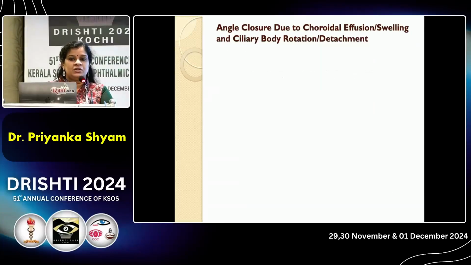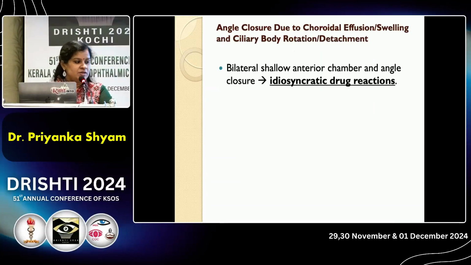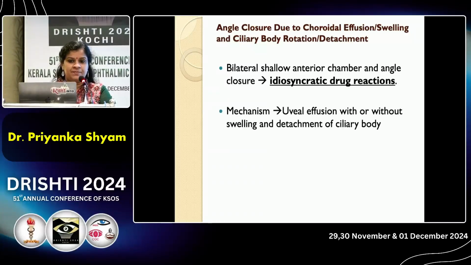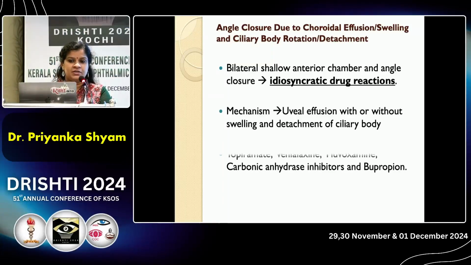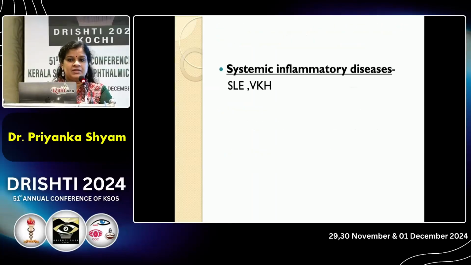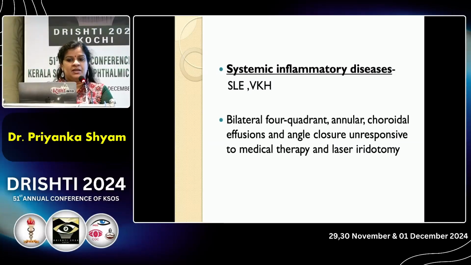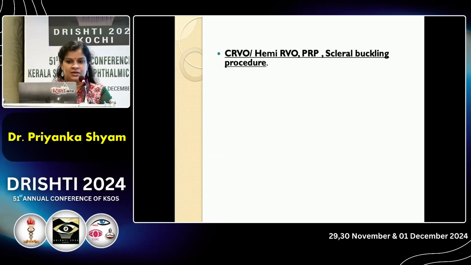Now, angle closure due to choroidal effusion. Idiosyncratic drug reactions can cause bilaterally shallow anterior chamber and angle closure. The mechanism is by uveal effusion with or without ciliary body swelling. These are the drugs which cause bilateral shallow anterior chamber. Now, coming to the systemic inflammatory diseases, it can be due to SLE or VKH. They cause bilateral four-quadrant annular choroidal effusions and angle closure, which are unresponsive to medical therapy and laser iridotomy.